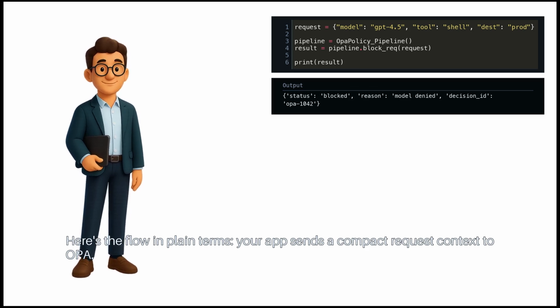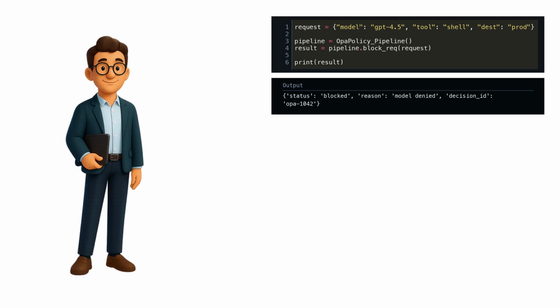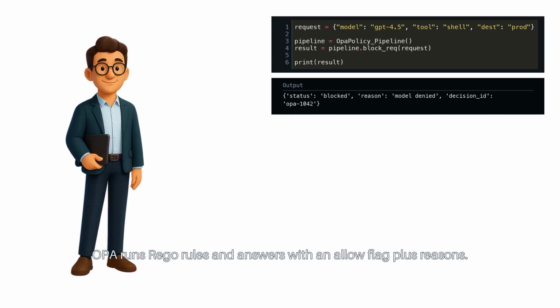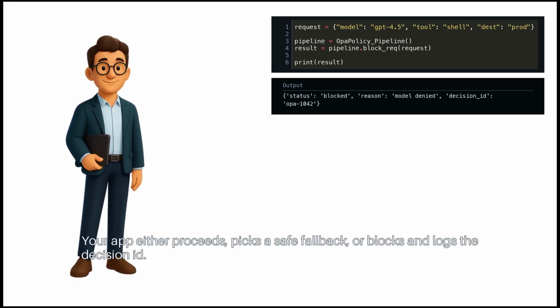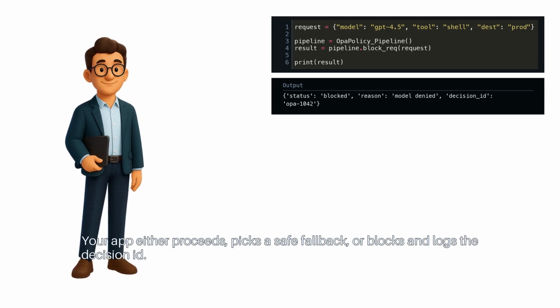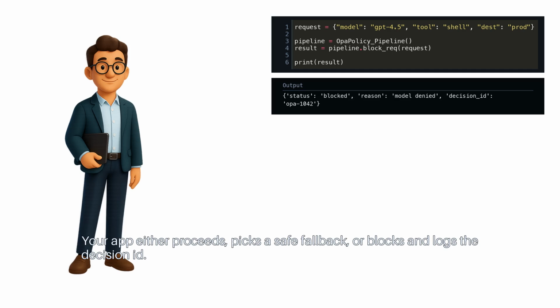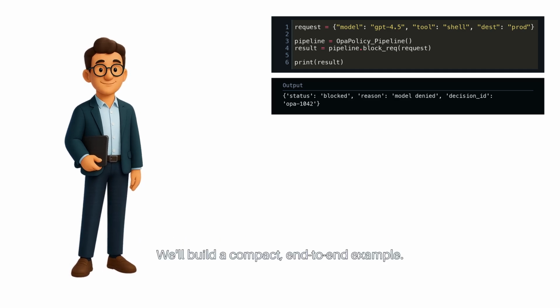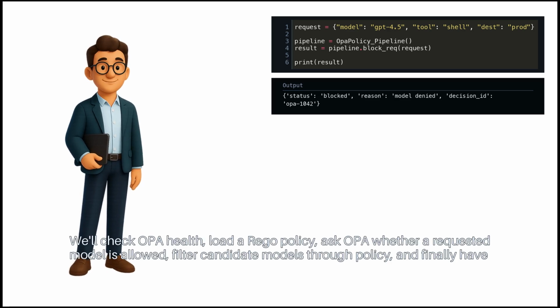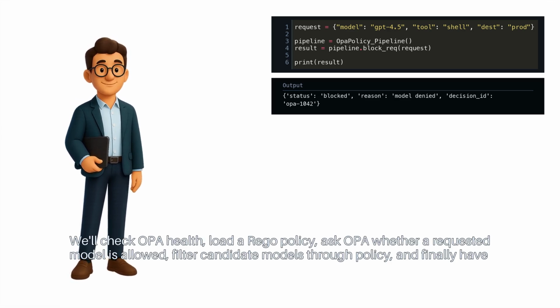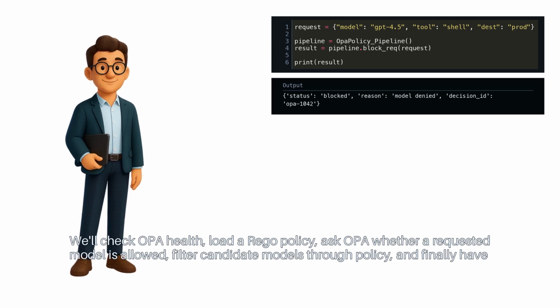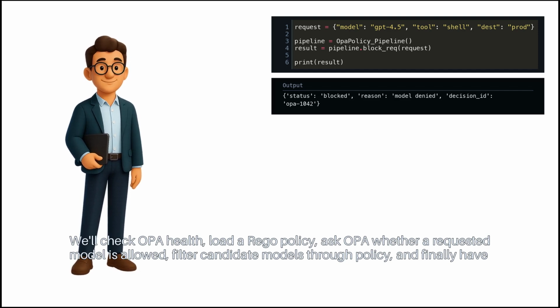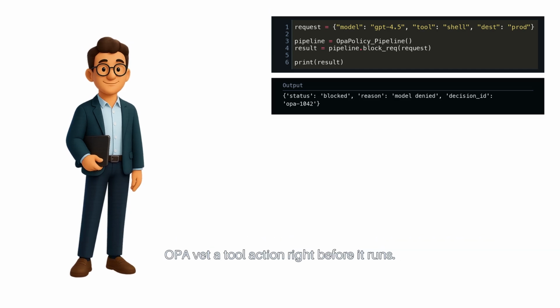Your app sends a compact request context to OPA. OPA runs Rego rules and answers with an allow flag plus reasons. Your app either proceeds, picks a safe fallback, or blocks and logs the decision ID. We'll build a compact end-to-end example. We'll check OPA health, load a Rego policy, ask OPA whether a requested model is allowed, filter candidate models through policy, and finally have OPA vet a tool action right before it runs.